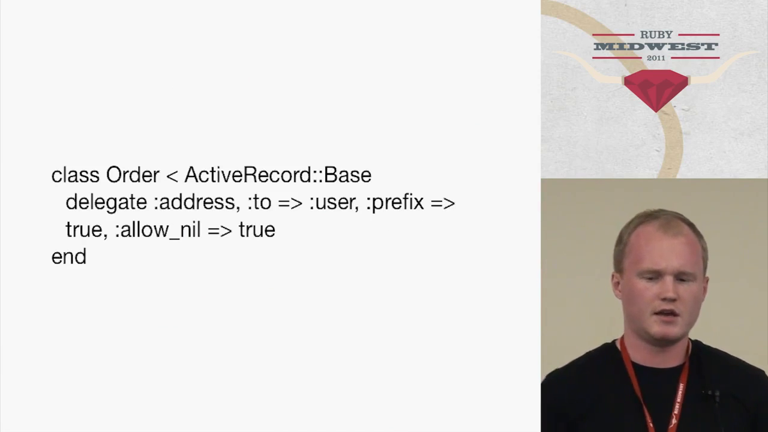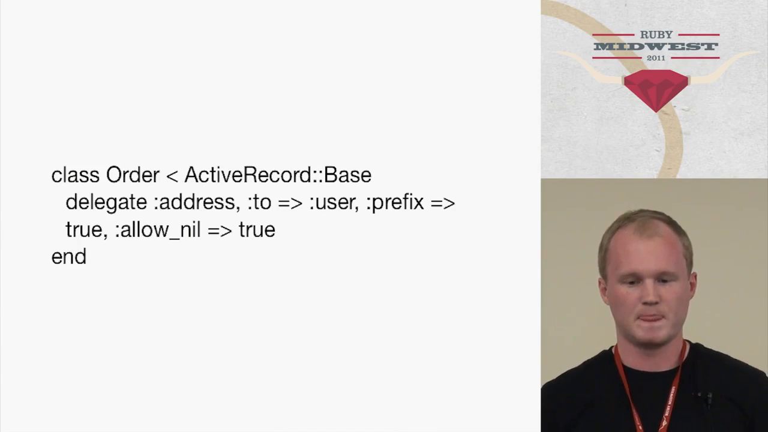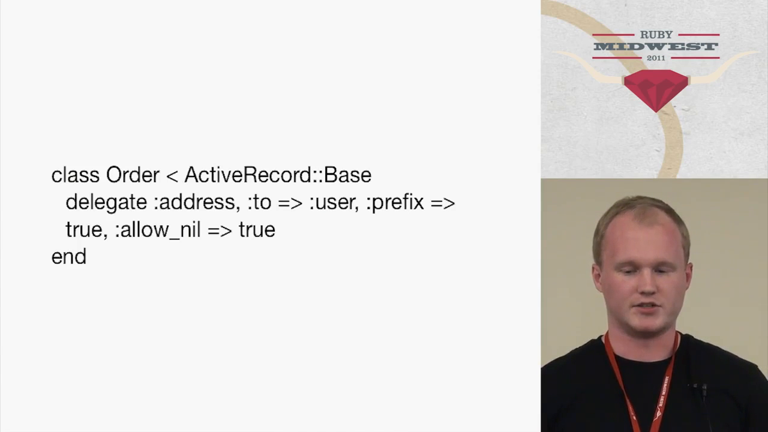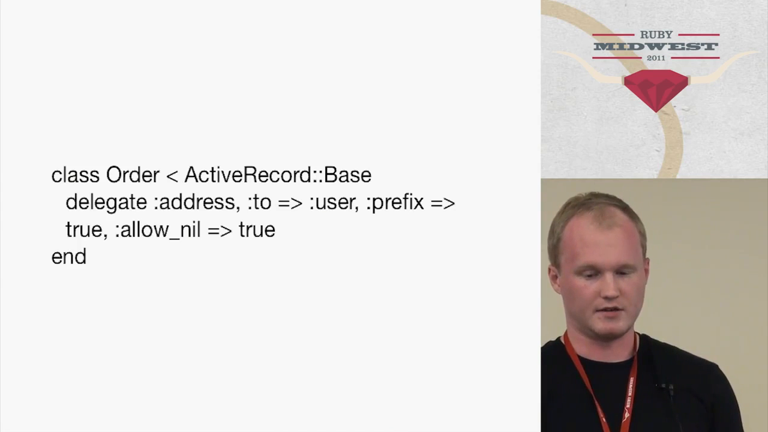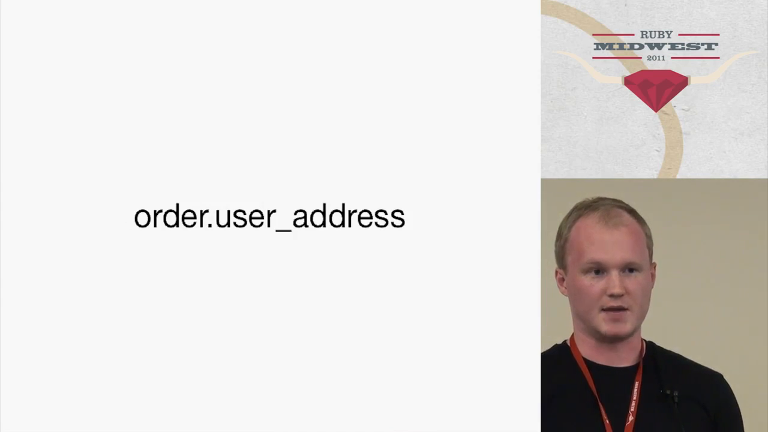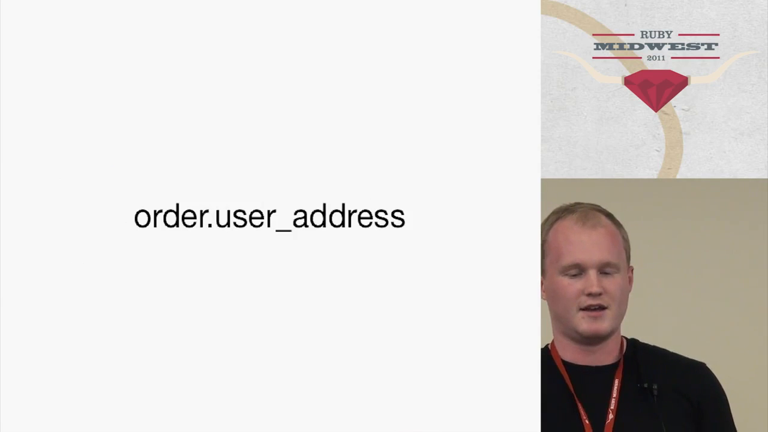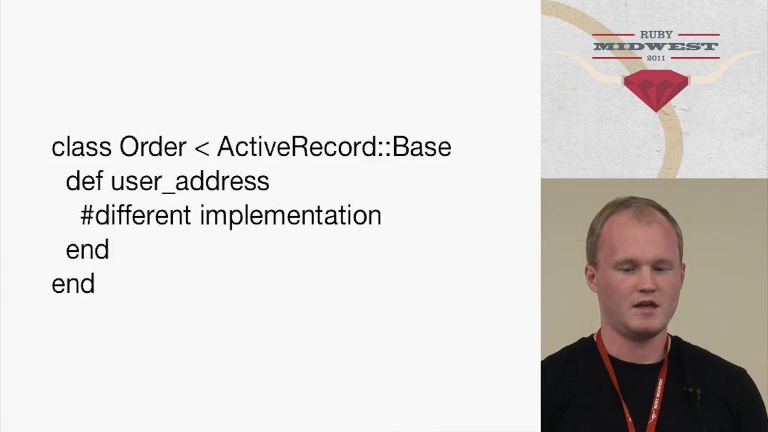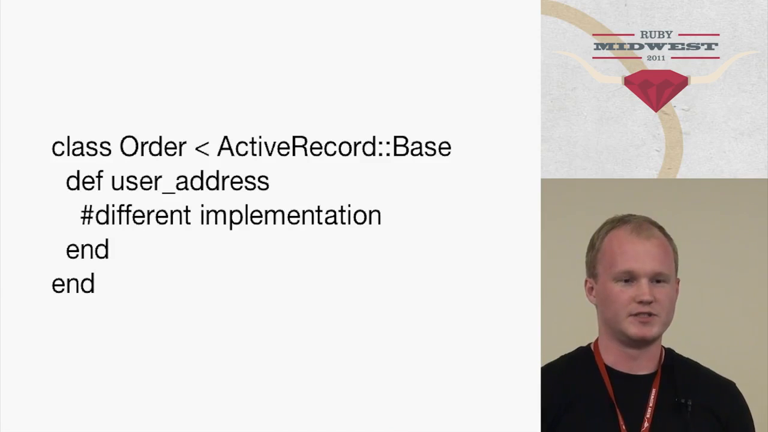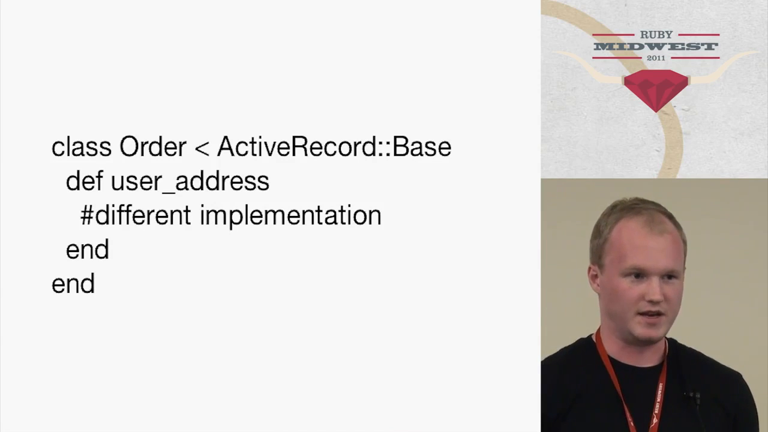So we get a pretty easy way to deal with this, in that we can delegate things to other associations. In this case, we're delegating the address to our user class, and we're calling a prefix and allow nil, which gives us this type of method. So now we can call order user address and get back that address object. This kind of solves the issue in that it makes it easier to change. So if we needed to change the implementation, we could just override the user address on the order object, if we needed to make the change.